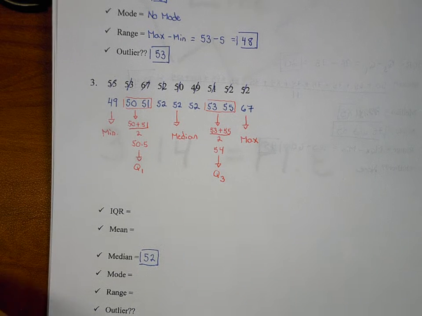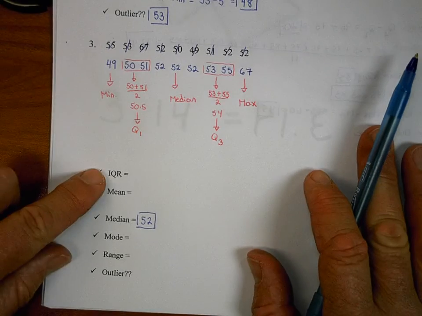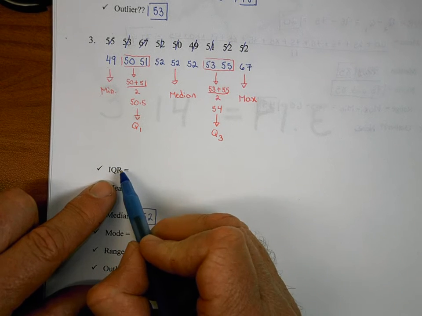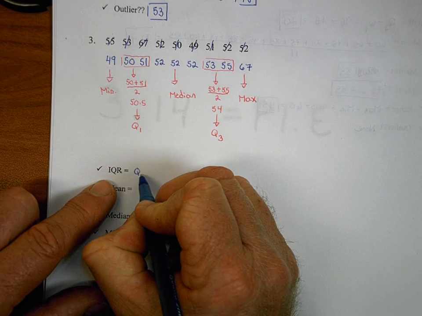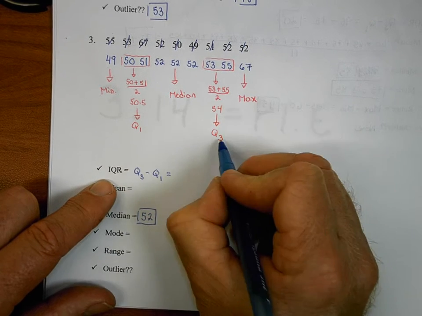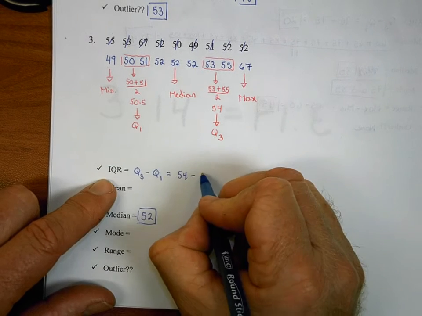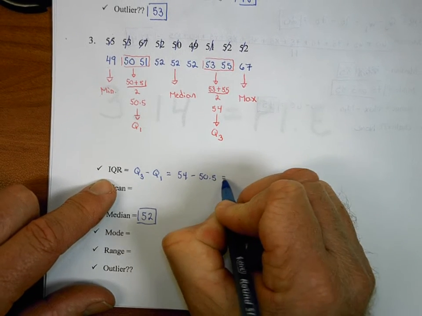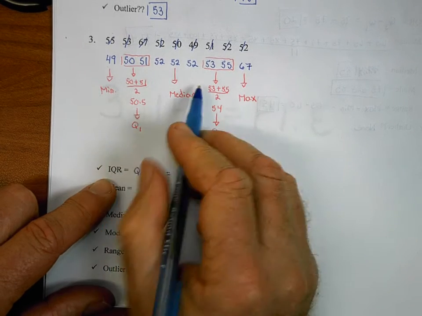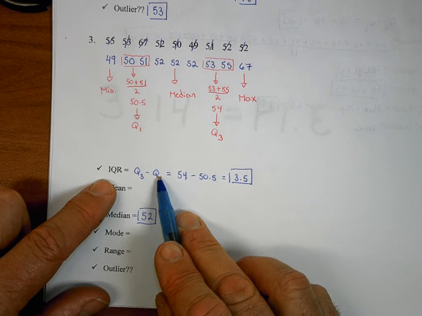So now I'm going to use this data here to find my next pieces of information. The first thing is my IQR, interquartile range. The way we find that is we take our third quartile, and from it we subtract our first quartile. So Q3 is 54. Subtract from it Q1, which is 50.5. So that's 3.5. So my interquartile range, that means there's only 3.5 spaces of data between my first and third quartile.